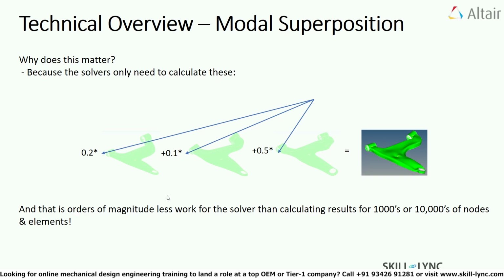Okay, now we have thoroughly understood the manner in which the flex bodies are formed and the concept involved in their creation. But now let's go back to the statement I mentioned in my first slide, that finite element models have a very high number of degrees of freedom and it is very difficult for the MBD solvers to handle these models. Thus, this concept of modal superposition matters in a way that the solvers only need to calculate these modal superposition factors, multiplying with the 3D shape, and that is orders of magnitude less work for the solver than calculating for thousands or 10,000s of nodes and elements in an FE model. I hope now you realize the importance of flexible bodies in the MBD world.